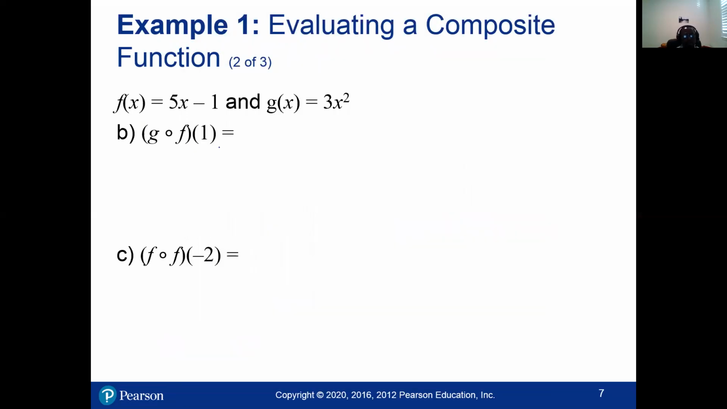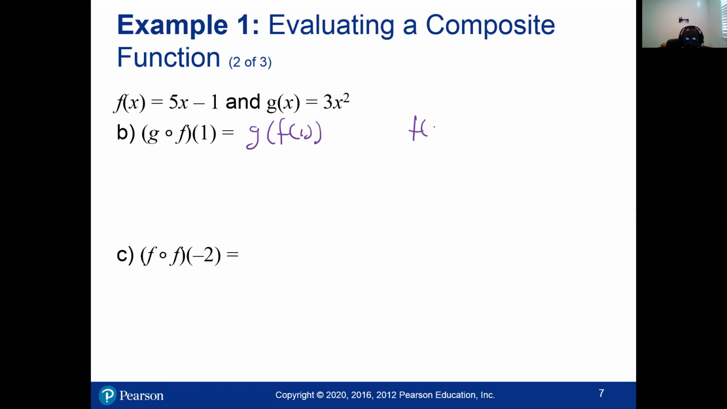Okay. g of f of 1. So this will be g of what? f. We first evaluate the function f at 1, and then put the result into what? Into the g.